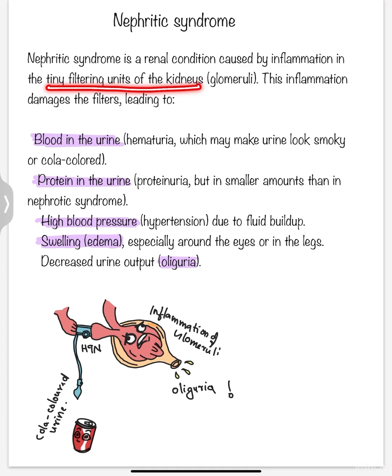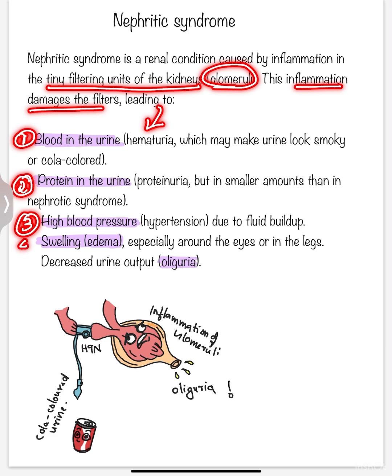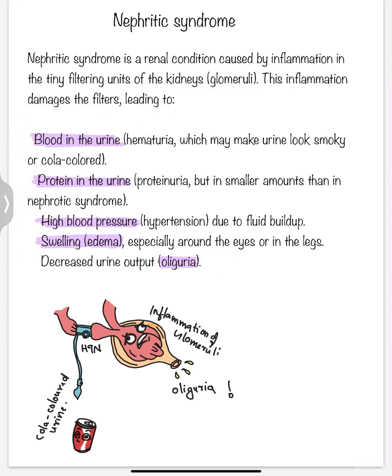What are the tiny filtering units of kidney? That is glomeruli. And this inflammation damages the filters, and this will lead to blood in urine, protein in urine, and high blood pressure, edema or swelling, and also oliguria. So what is blood in urine? That is hematuria. So the urine becomes smoky or cola colored. And what is protein in urine?